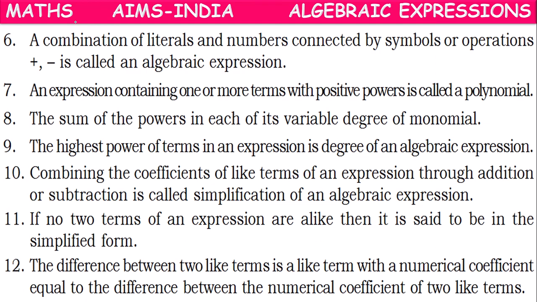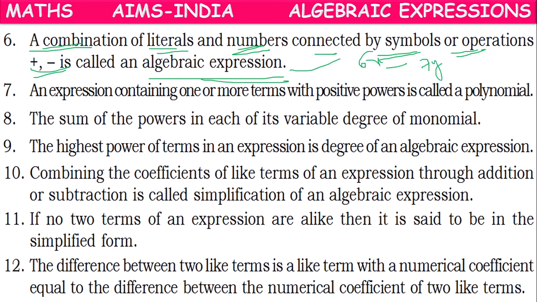Next, a combination of literals and numbers connected by symbols or operations like plus and minus is called an algebraic expression. If you multiply, we will get a term. If we combine terms with plus or minus, then the combination of terms becomes an algebraic expression.